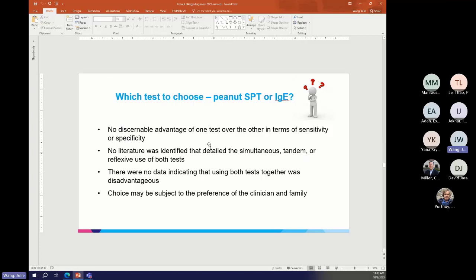So ultimately, these are conditional recommendations. So it's subject to the preference of the clinician and the family. Shared decision making about testing and which test to use is going to be important.